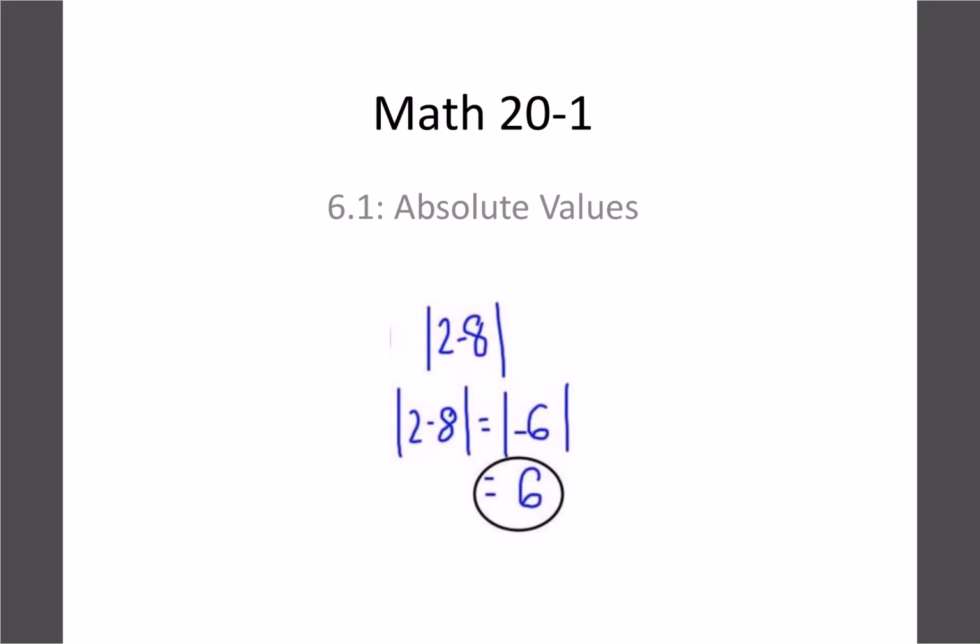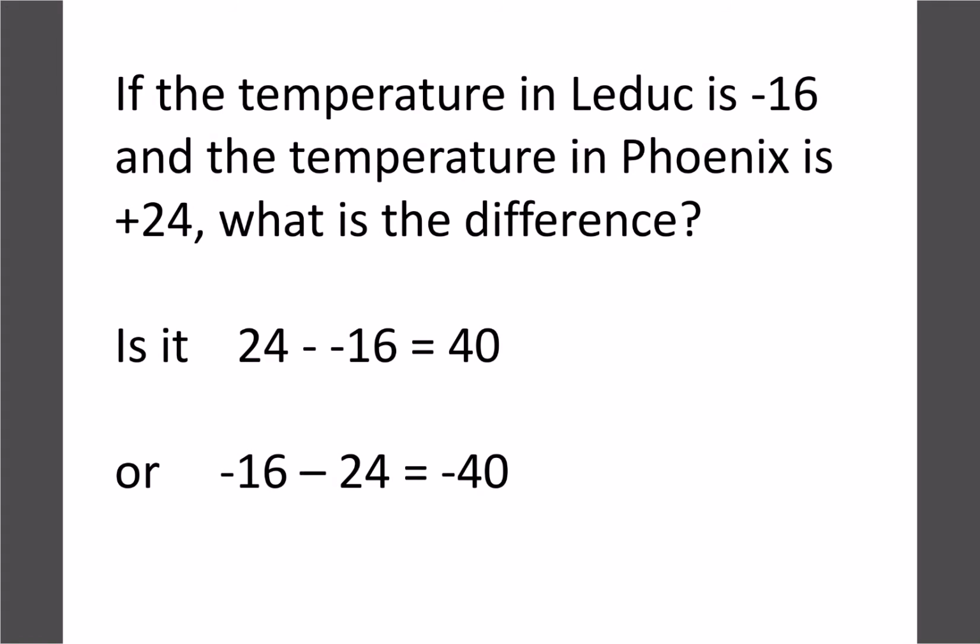So an absolute value, if you look at this question, you see sort of weird things. We get these straight brackets. They look like brackets, they work sort of like brackets, but they're a little bit different. That's why we indicate them as straight brackets.